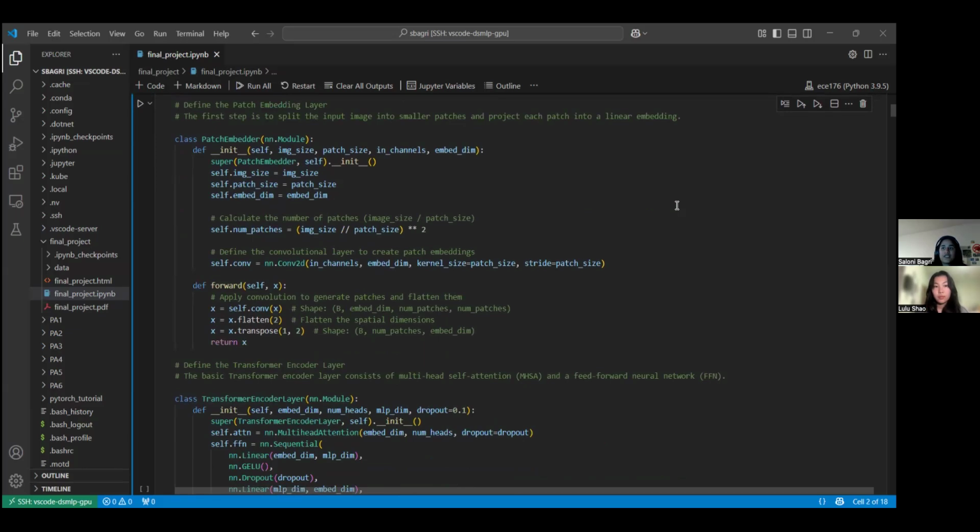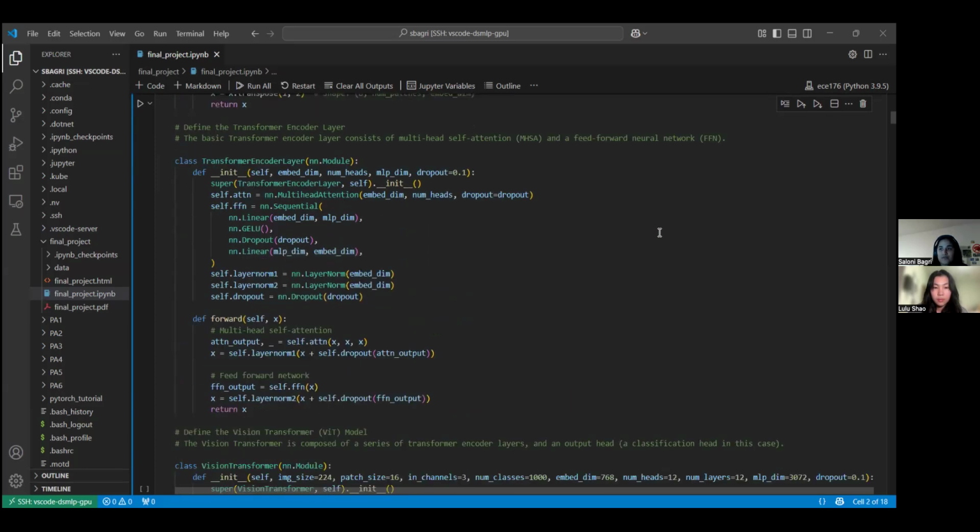For image classification, the first class in the vision transformer model is the patch embedding class. It splits up each image in the dataset into smaller patches since it does not use a traditional convolutional neural network filter. The convolution layer is used to extract patches from the image. Then the output of the convolution is altered to make each patch a vector.